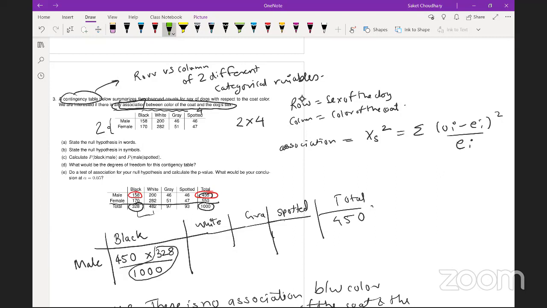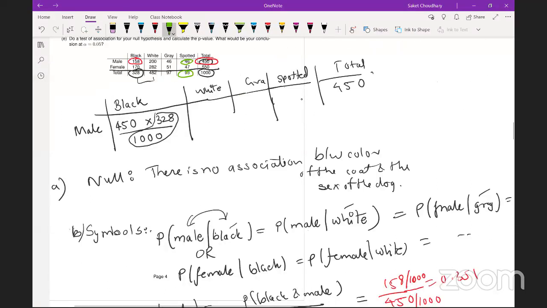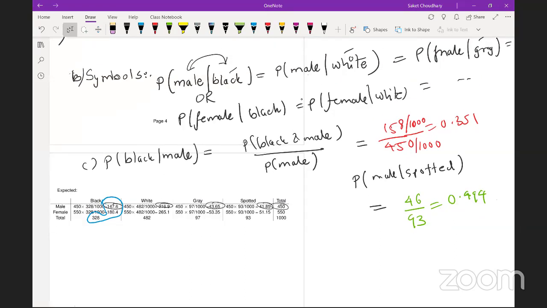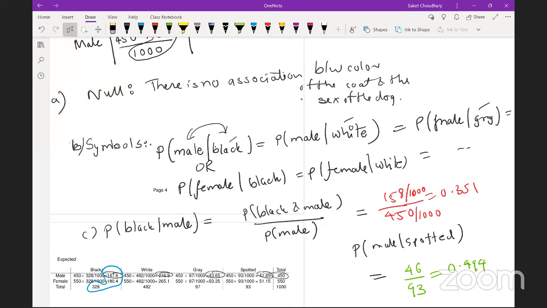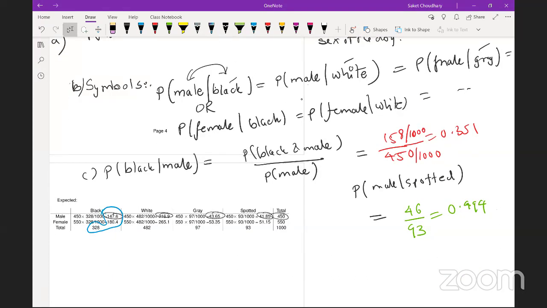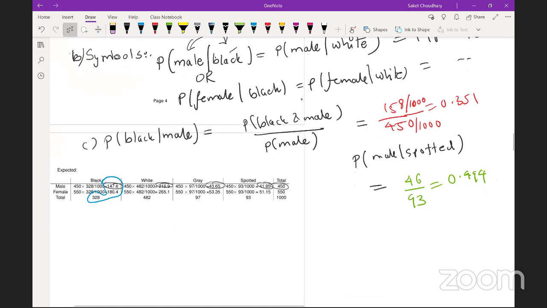So male and spotted, right? So that's this. This is going to be 46 by 93, and that's close to 0.5, which is 0.494. The reason for asking you to calculate this value is to give you a sense of how close these values are to the expected proportion at all.